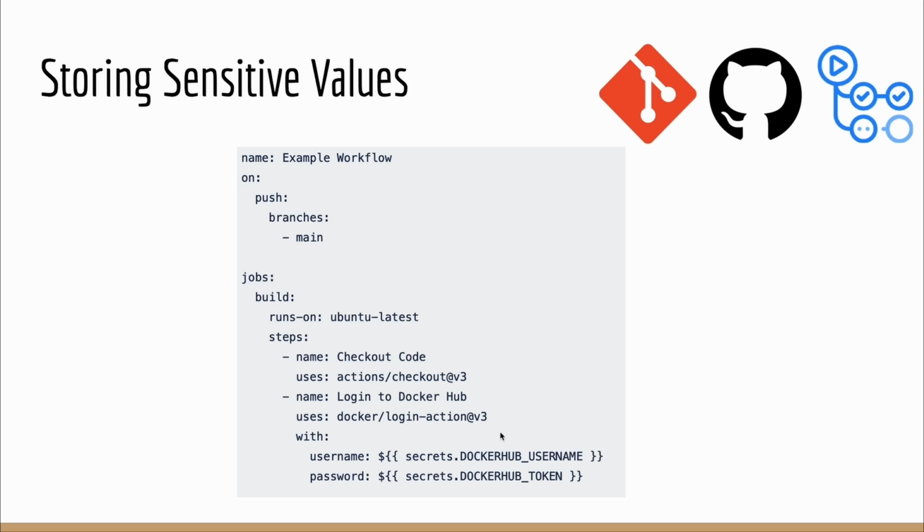Instead, we save these values. There is a Docker Hub username secret and a Docker Hub token secret saved in the GitHub repository, and we can call it using the syntax where we have these curly braces and secrets dot and then the name of the secret, and then it will take that secret value and use it in place of this block over here. So this way you can still make use of your username and password without anybody seeing it.